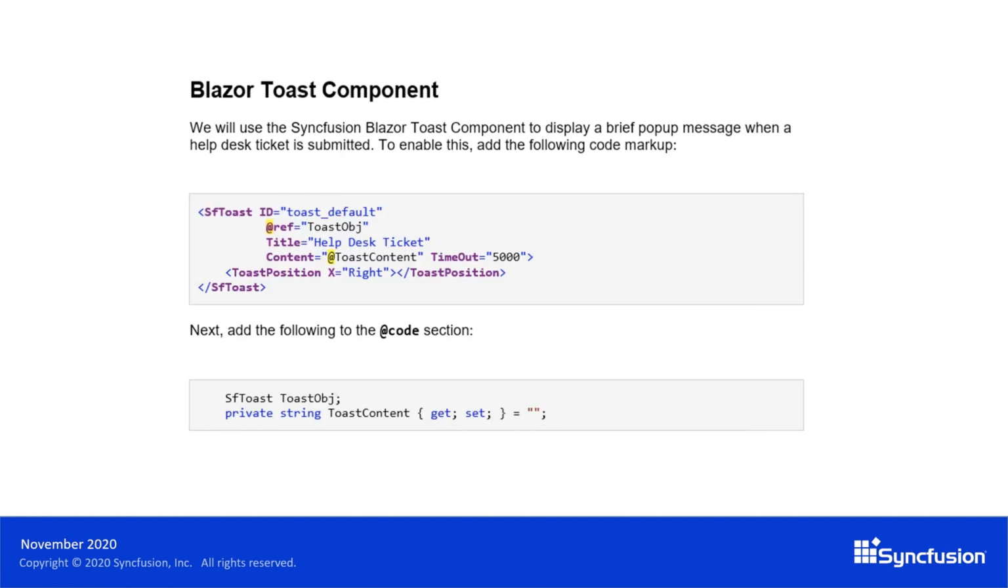So on that page, when a person clicks the button to save the help desk ticket, this little toast control pops up. So here it shows you how we're now starting to use the Syncfusion controls. The SF toast control, I just used that markup. The content is toast content, which is a variable, and that way I'll be able to set the message. And at the bottom there, it shows you the server-side code, the code in the code section that just gives me a reference to that Syncfusion toast control, so I can manipulate it and show it and hide it.